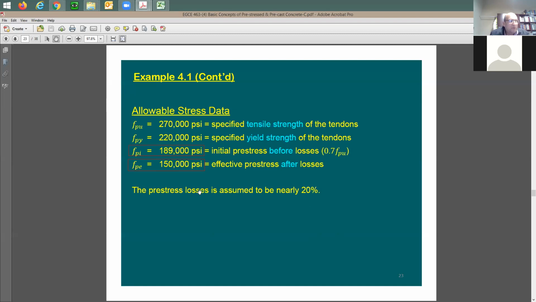In this course, usually we're going to be using the 150 KSI in our design as effective stress, and this is going to be the initial stress. Sometimes they call it instantaneous stress or pre-stress, which is fine. Any one of them is going to be acceptable.